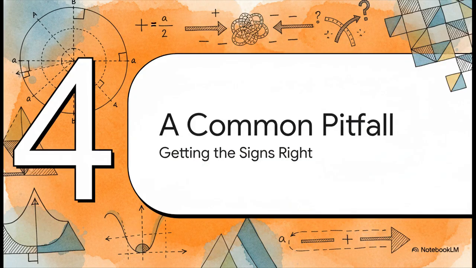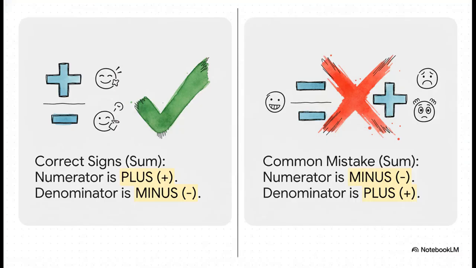Now, before we move on, let's talk about the single most common mistake people make when they're first learning this, just so you can be sure to avoid it. It all comes down to the signs. It's always the signs. Just remember our little mnemonic. For a sum, the numerator agrees with a plus sign, and the denominator disagrees with a minus sign. Swapping them is the number one error, but if you just remember that simple rule, you'll be all set.